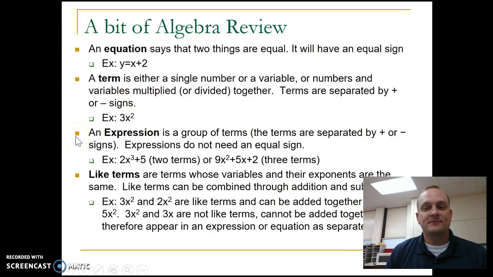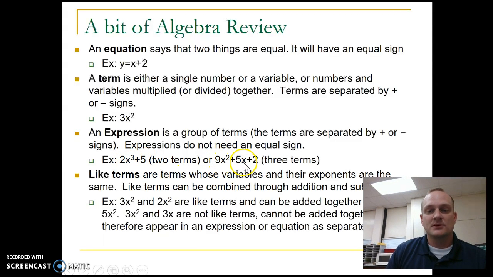An expression is a group of terms. So an expression does not have to have an equal sign, but it will have multiple terms that are separated by addition and subtraction. So 2x cubed plus 5: well, 2x to the third is a term, 5 is a separate term, and so that's two terms in one expression.